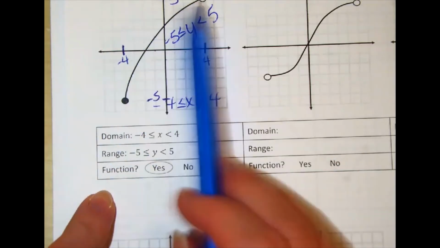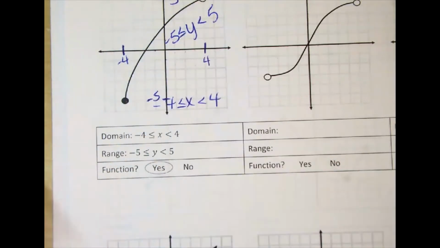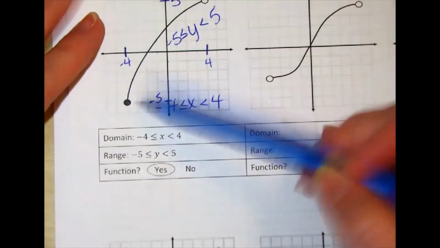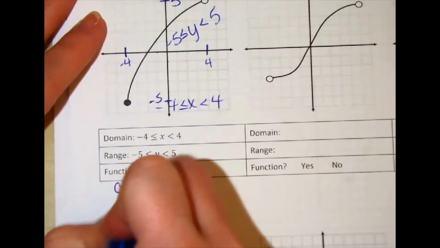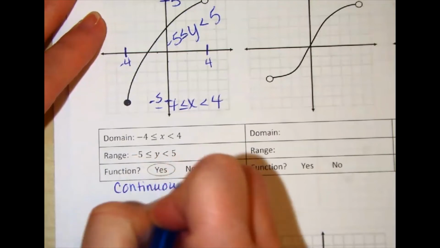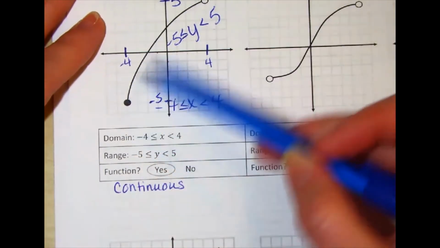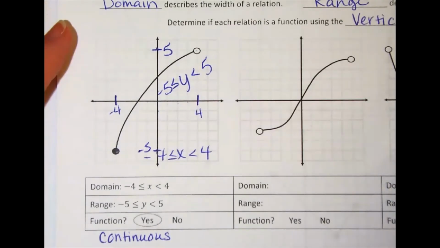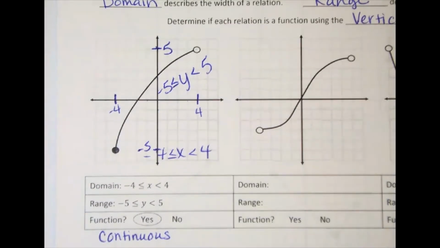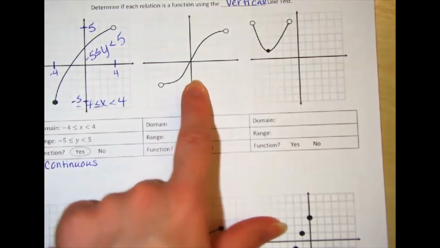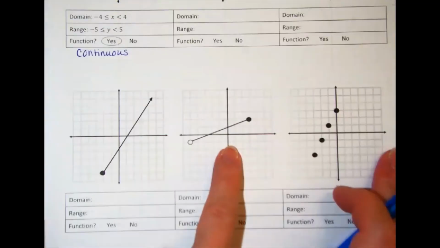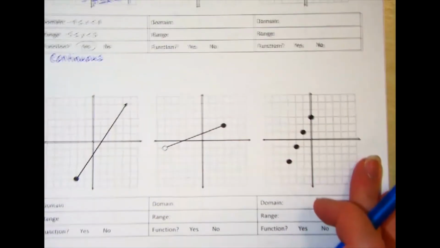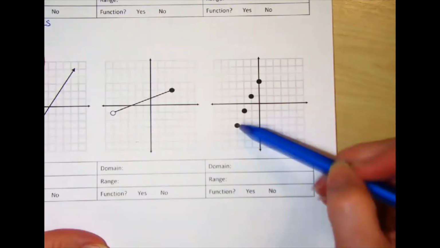This one is a function. It passes the vertical line test. And also, it is continuous because I can draw this graph without picking up my pencil. Okay? If I look at this whole sheet, this one's continuous, this one's continuous, this is continuous, this is continuous, this is discrete because they are disconnected.